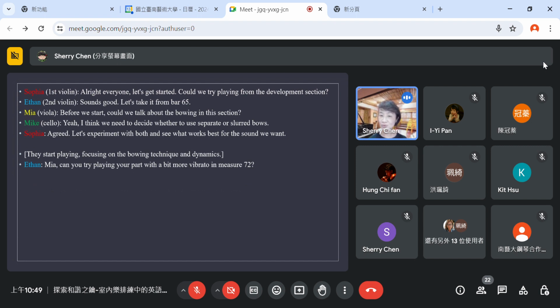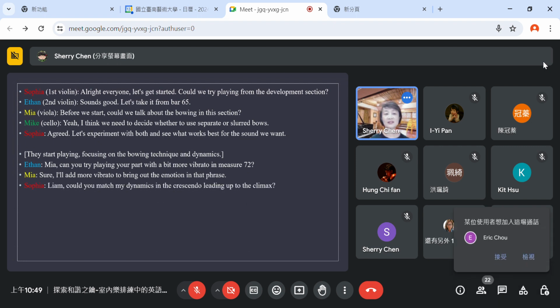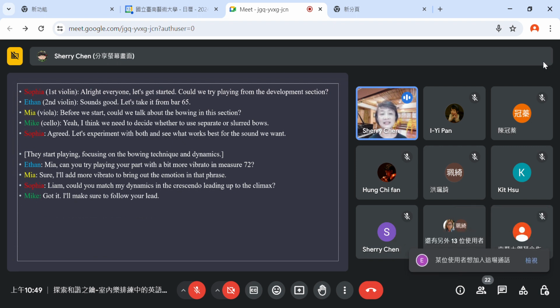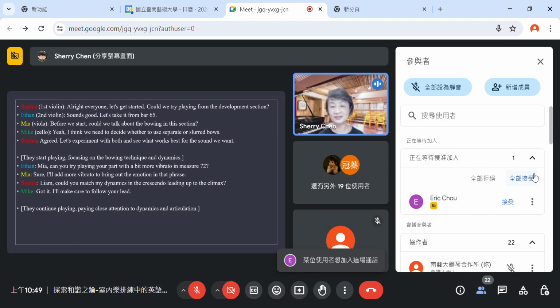Ethan says, Mia, can you try playing your part with a bit more vibrato in measure 72? Can you add a little more vibrato in measure 72? Mia: Sure, I'll add more vibrato to bring out the emotion in that phrase. Sophia says, Mike, could you match my dynamic in the crescendo leading up to the climax? Mike: Got it. I'll make sure to follow your lead. They continue playing, paying close attention to dynamics and articulation.